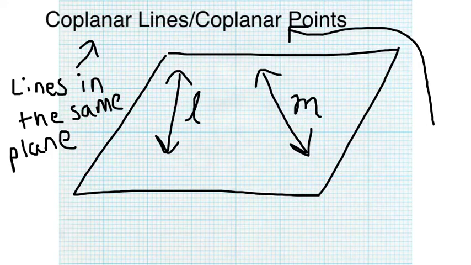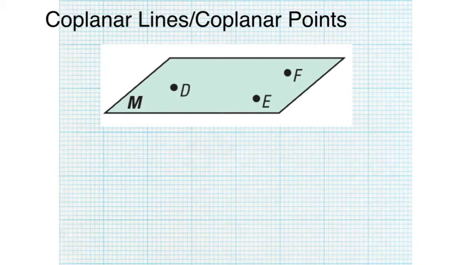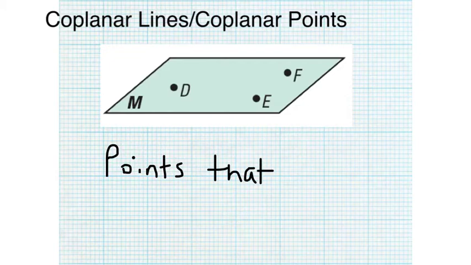I'll erase this real fast. If you need to rewind to write that down, that's fine. I'll just put this one back up here. Coplanar points are points D, E, and F. Those are points that lie in the same plane.